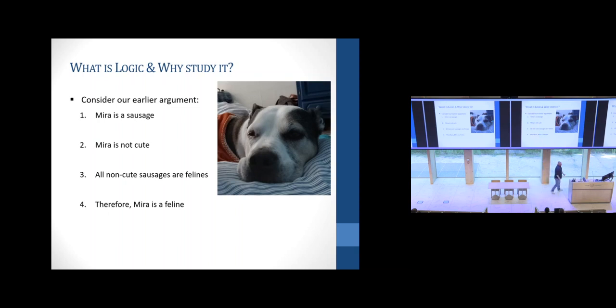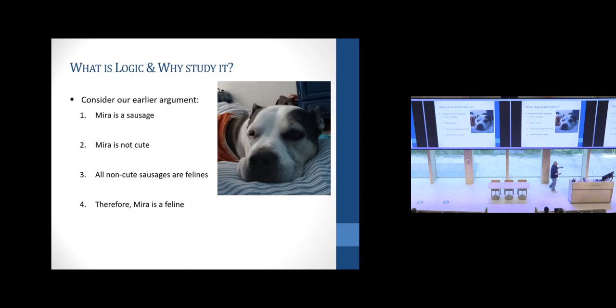Why is it valid? The definition of validity says that an argument's valid if and only if it's impossible for all the premises to be true and the conclusion false. So, can we make these premises true and the conclusion false? No, right? If 1, 2, and 3 are true, the truth of 4 is guaranteed. So this argument's valid, even though the premises are all false. Do we see the line here?